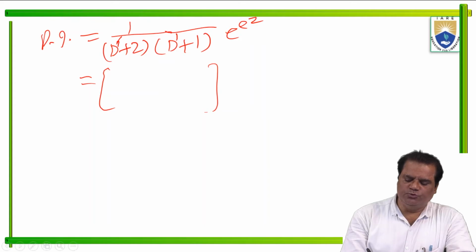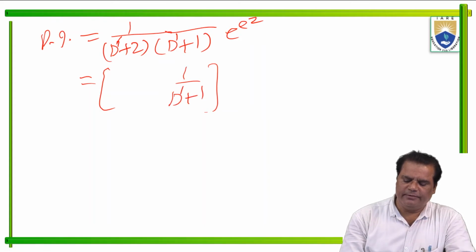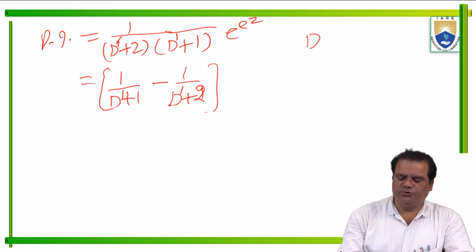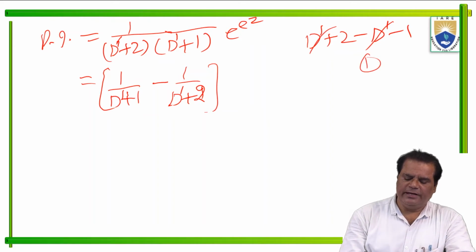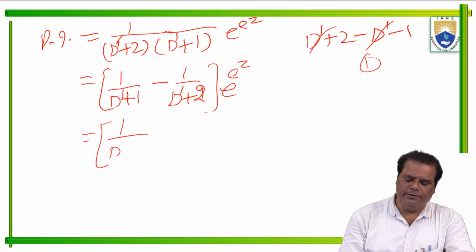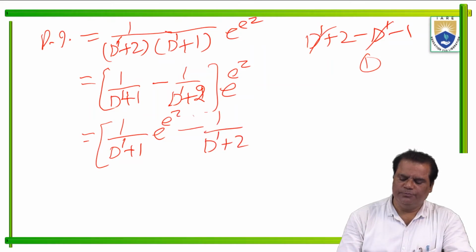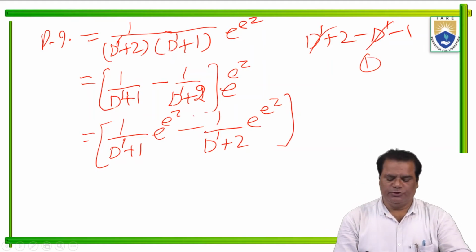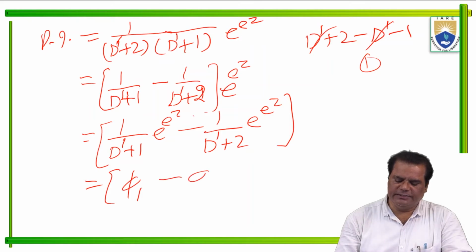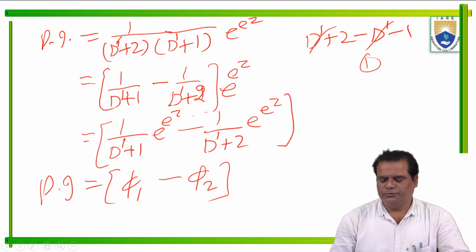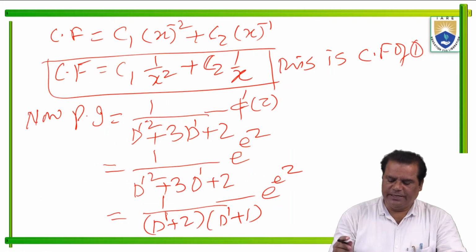So now PI is equal to, breaking by partial fractions, 1 upon D dash plus 1 and 1 upon D dash plus 2. So (D dash plus 2) minus (D dash plus 1): D dash cancels, only 1 remains, so the numerator is 1 and the denominator is this, e to the power z. So now we have 1 upon D dash plus 1 into e to the power z minus 1 upon D dash plus 2 e to the power z. This function is phi 1 and this function is phi 2. This is the particular integral, PI.